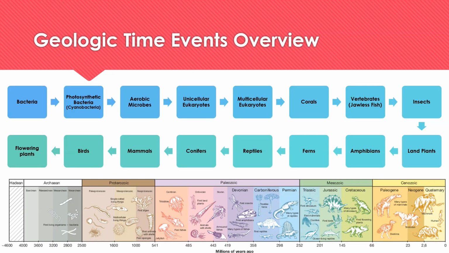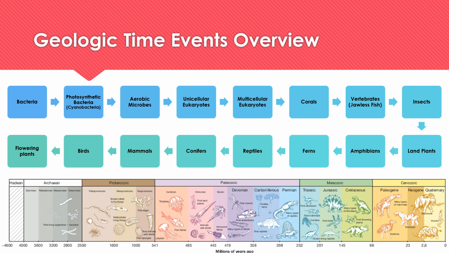To give you an idea of when different things occur, you've got a diagram down the bottom, but I've sort of broken it up in the flow chart here. It starts off with bacteria. Then you get photosynthetic bacteria, like cyanobacteria, leading to aerobic microbes. These are microbes that require oxygen. Then you get unicellular eukaryotes. This is where we're first starting to see those more complex single-cell organisms.